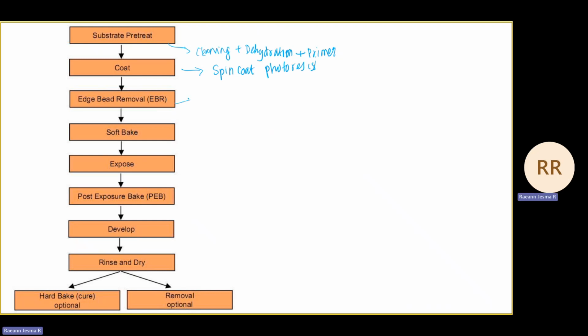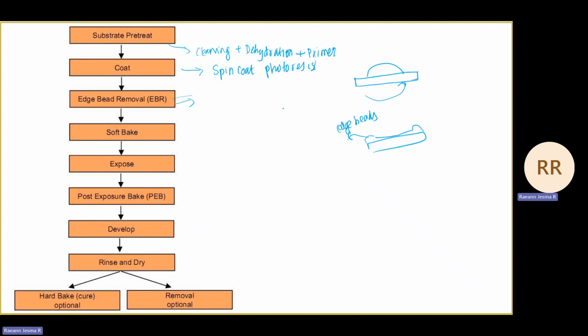So if your sample is small, then what will happen is at the edge. In the coating, we'll dispense the photoresist like this in the center of the sample. Then the sample is made to spin at a particular RPM. Due to the centrifugal force, the photoresist will start to spread. So there will be more photoresist at the edges. You will see that the photoresist layer is somewhat thick compared to the center. So these are called edge beads. So edge bead removal is the next step.